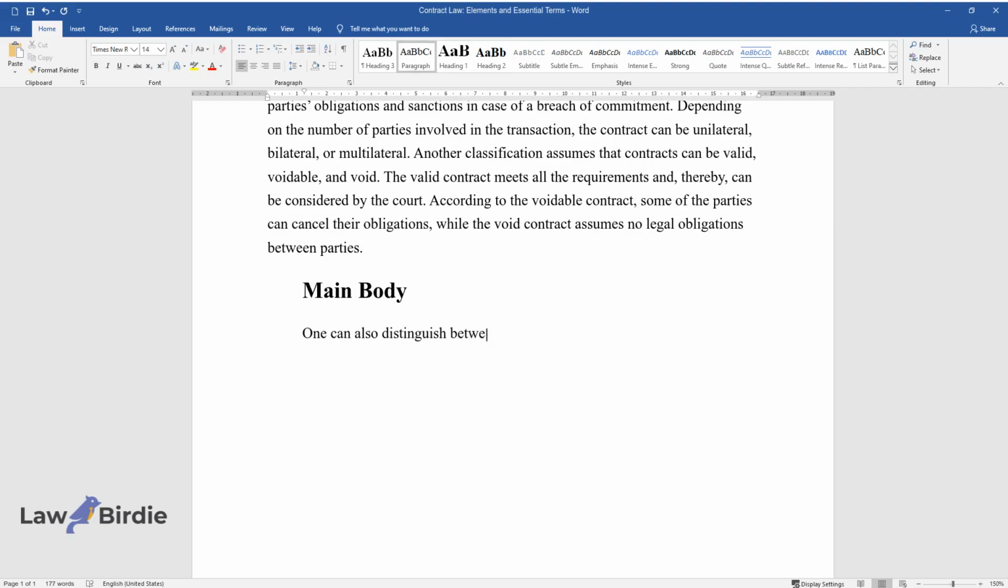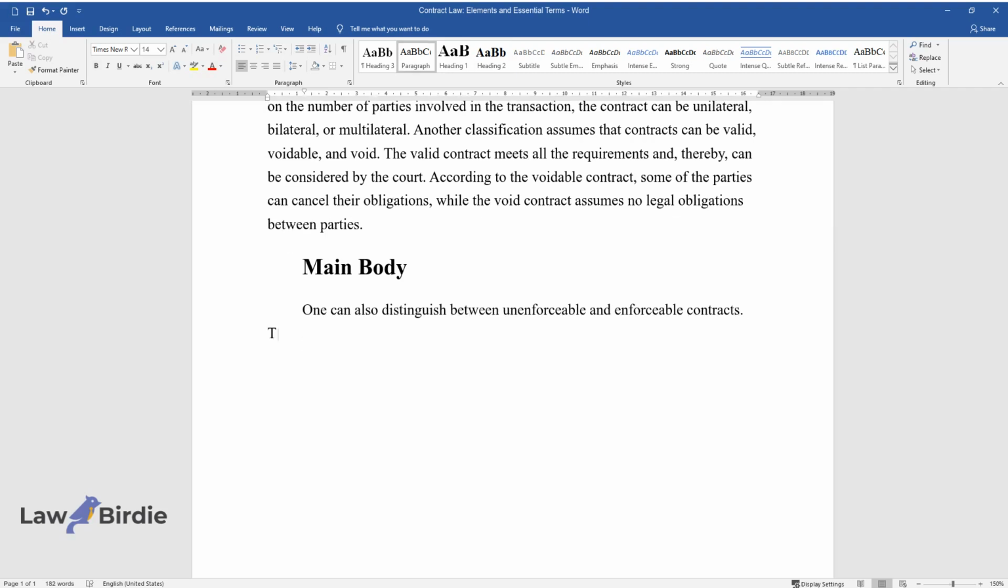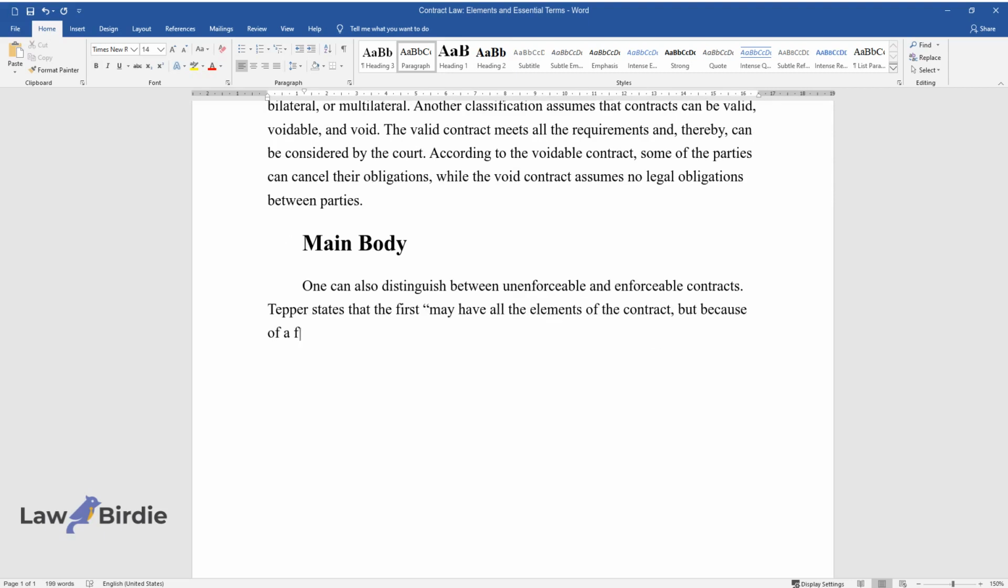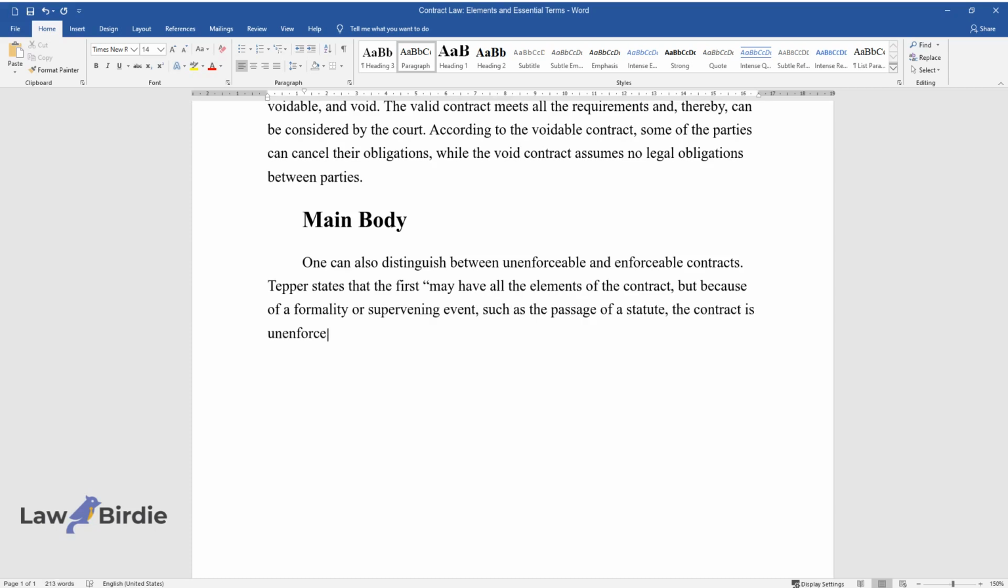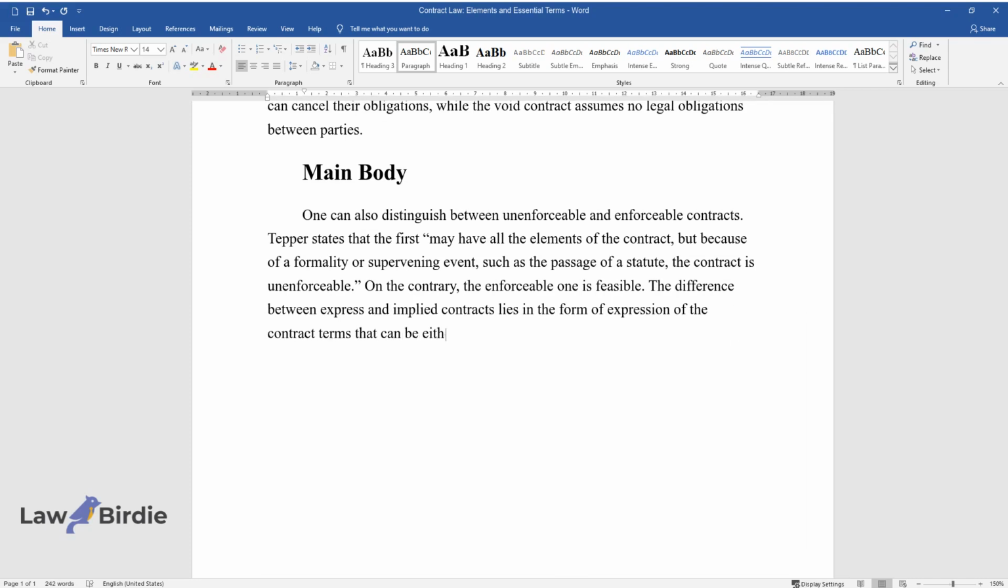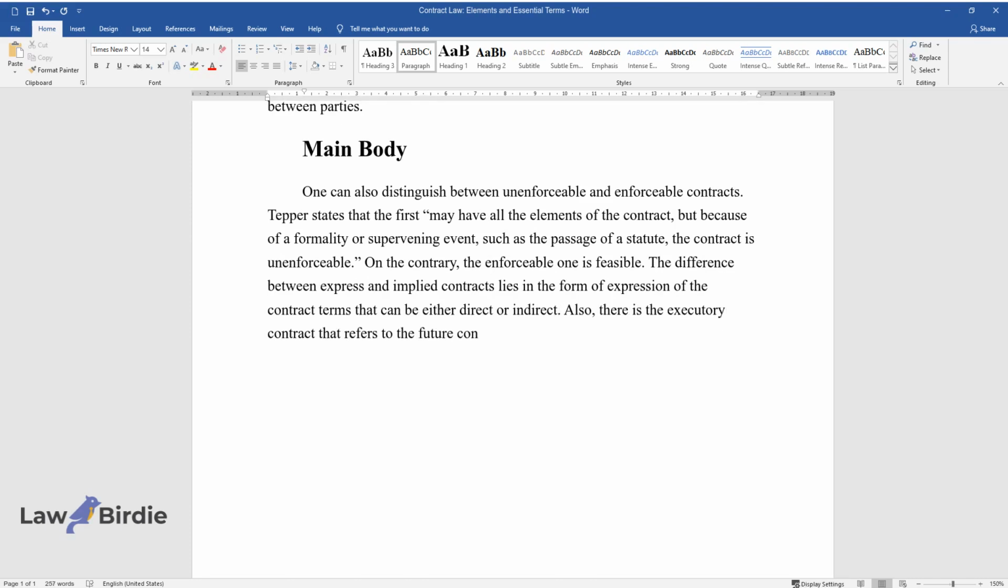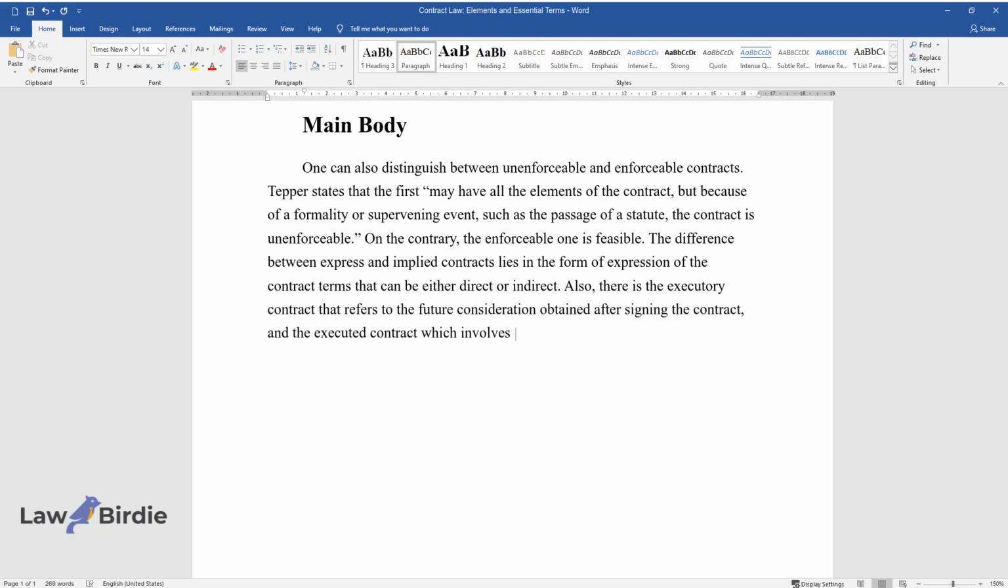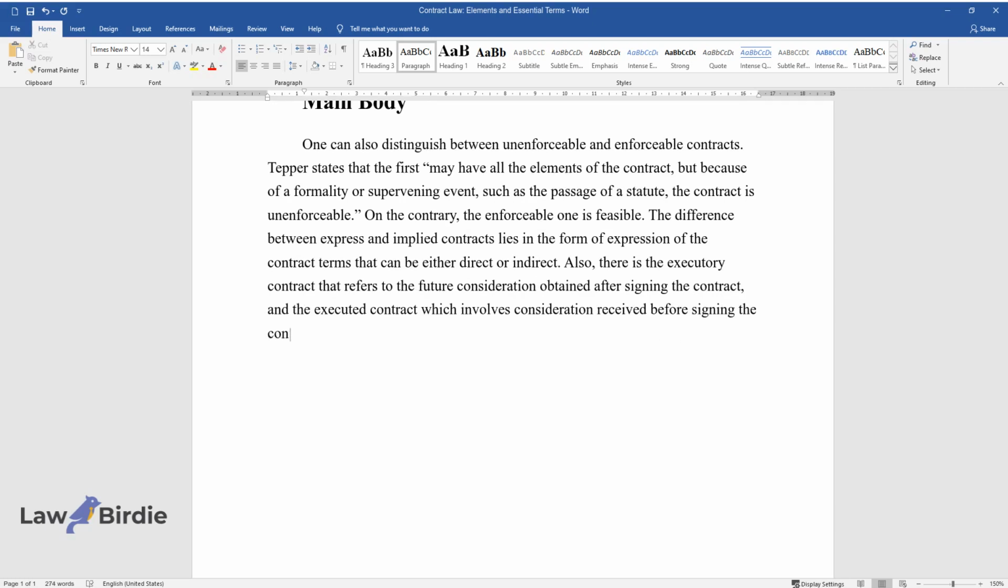One can also distinguish between unenforceable and enforceable contracts. Tepper states that the first may have all the elements of the contract, but because of a formality or supervening event, such as the passage of a statute, the contract is unenforceable. On the contrary, the enforceable one is feasible. The difference between express and implied contracts lies in the form of expression of the contract terms that can be either direct or indirect. Also, there is the executory contract that refers to the future consideration obtained after signing the contract, and the executed contract which involves consideration received before signing the contract.